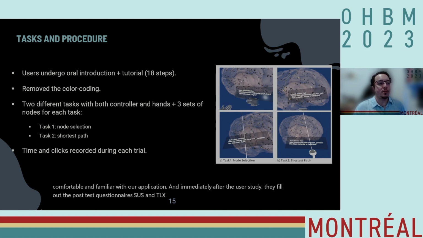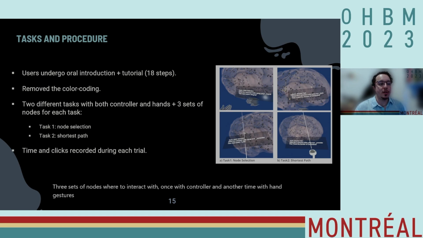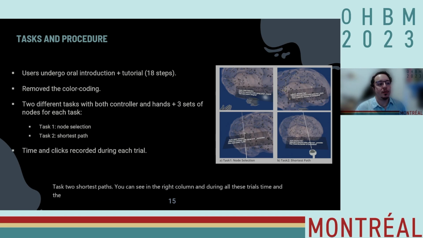Two different tasks were designed, and for each task, 3 sets of nodes were to be interacted with, once with the controller and another time with hand gestures. The order was randomized for each user. In total, 12 tasks for each participant. Task 1 being the node selection, you can see in the left column. Task 2, shortest path, you can see in the right column. During all these trials, time and the number of clicks were recorded in order to have better understanding and interpretation of the results.